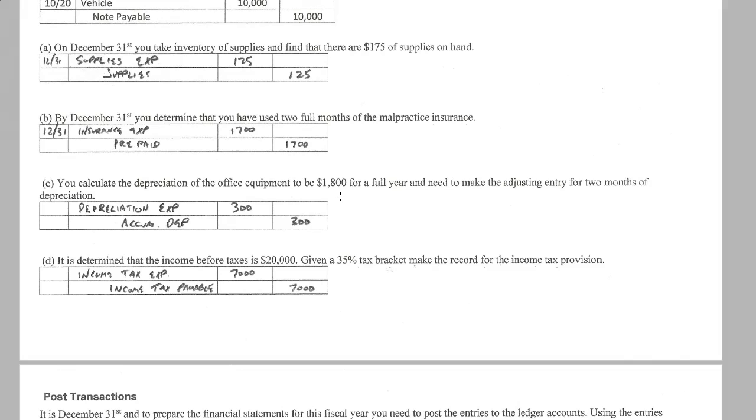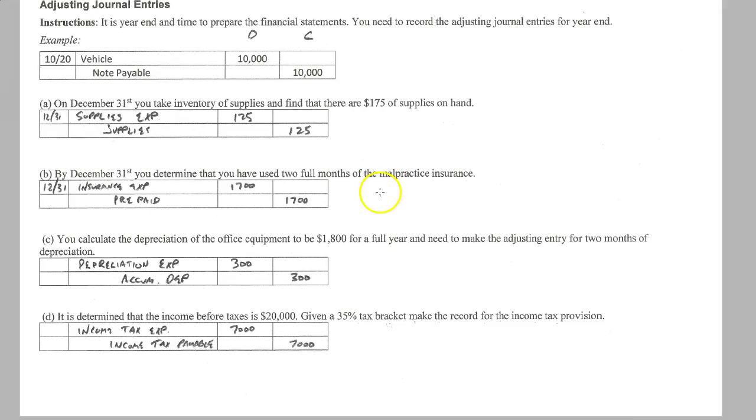All right, so that's my little thing on depreciation as we're getting into this. So you've got this equipment. There's all kinds of ways to do depreciation, straight line and double declining, or whatever, to figure out how much something decreases in value before it's worthless. But in this case, I give it to you. So $1,800 for a full year, and you need to make an adjusting entry for 2 months. So you can do the calculation.